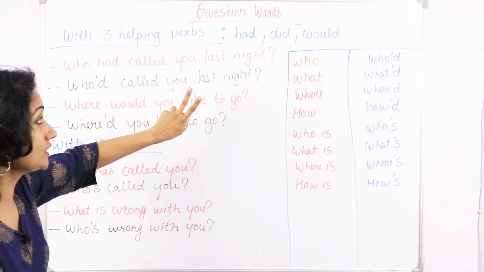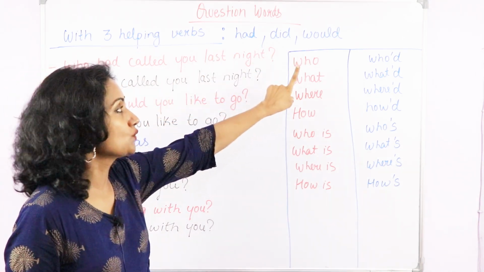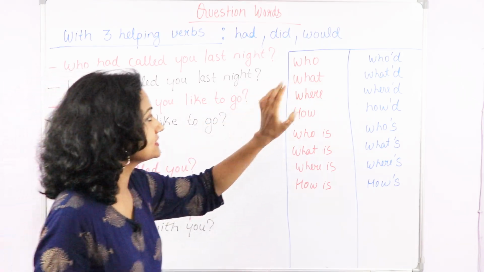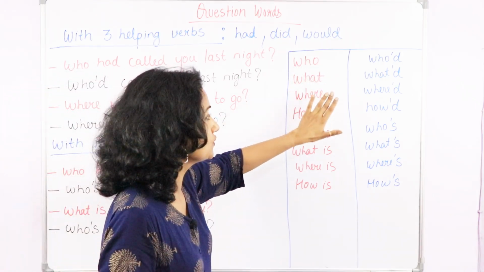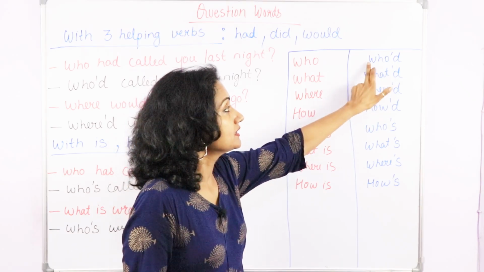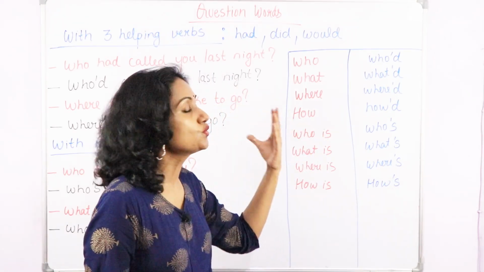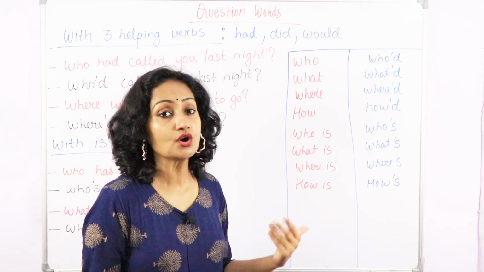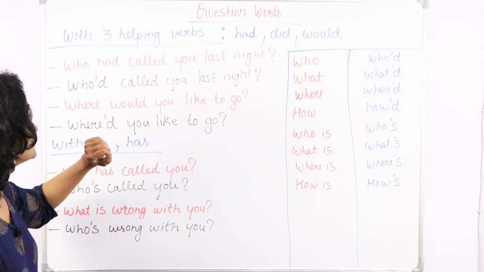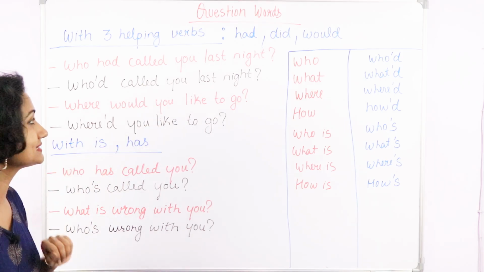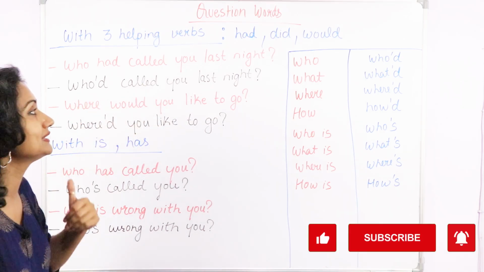With three helping verbs, had, did, would. So let's see how it changes. Who had, who did, who would becomes who'd. W-H-O apostrophe D. So it becomes who'd. Here look at the sentence. Who had called you last night? Who'd called you last night?